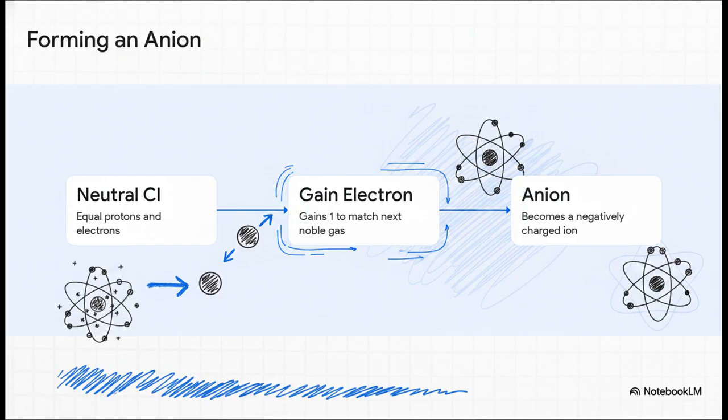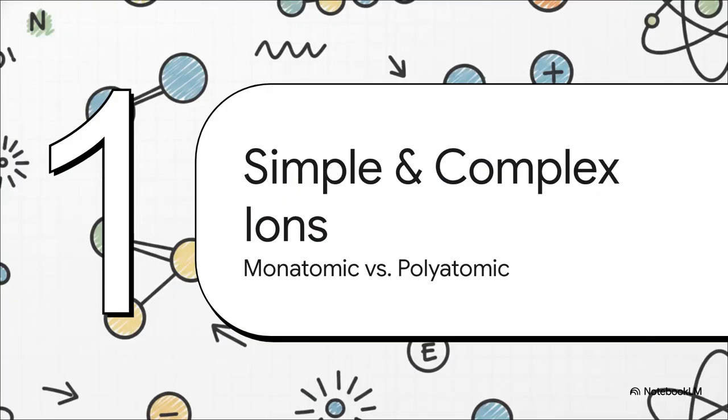But instead of losing electrons, it's going to gain a specific amount of electrons, again just one in this particular case, to match its own nearest noble gas on the periodic table. Scooping up that extra negative electron tips the scales, giving it an overall negative charge and turning it into an anion. That brings us to Section 4, monatomic versus polyatomic ions.